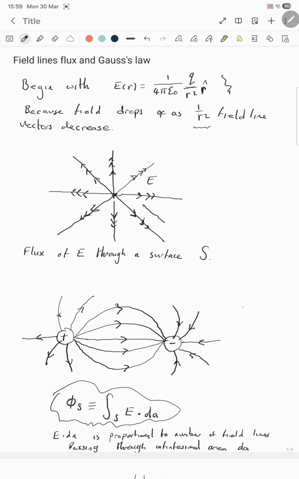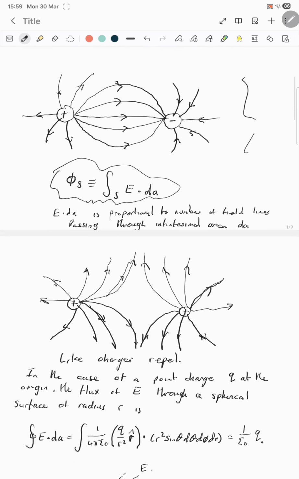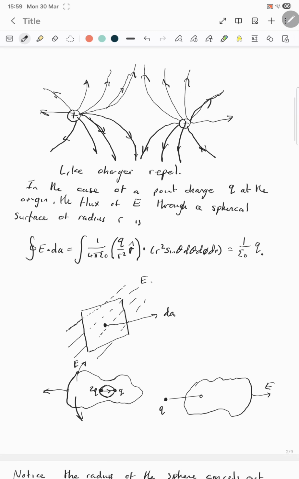Now this is just a little example: positive and negative charges which attract, and these are the field lines, and so on. For repulsive forces, the field lines act to push the charges apart, because like charges repel. In the case of a point charge Q at the origin, the flux of E through a spherical surface of radius r is given here, which you should recognise as Gauss's law. Now there's a few examples.